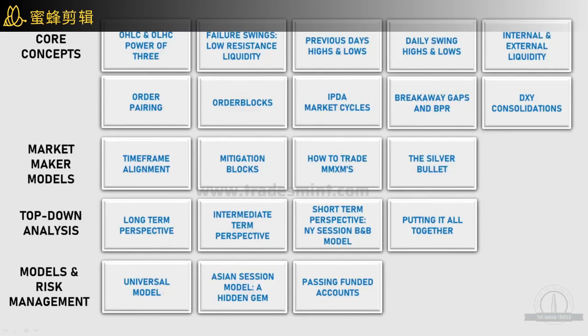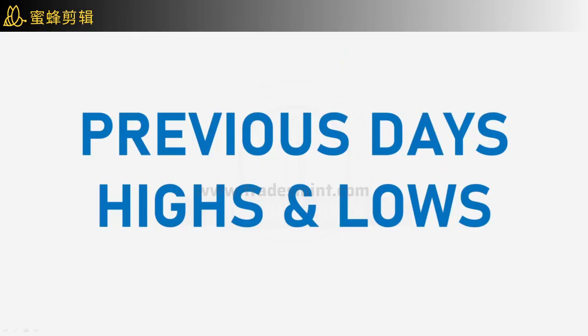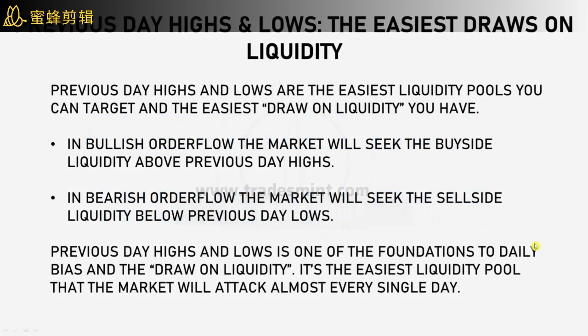Let's go on to our third lesson for this mentorship. It's going to be about previous days' highs and lows. Previous days' highs and lows will be the easiest draw on liquidity for you. Think about it. Every single day you can see the daily candle reaching for the previous daily high or the previous daily low. This is the easiest liquidity pool in the market side.